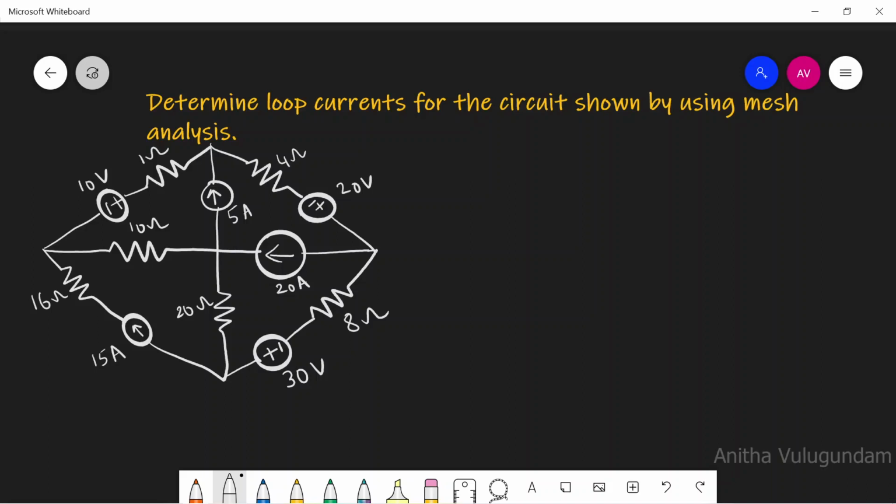In this video, I will discuss one more problem on supermesh analysis. Determine the loop currents for the circuit shown by using mesh analysis. Let's write step 1. Step 1 is to identify the number of meshes.